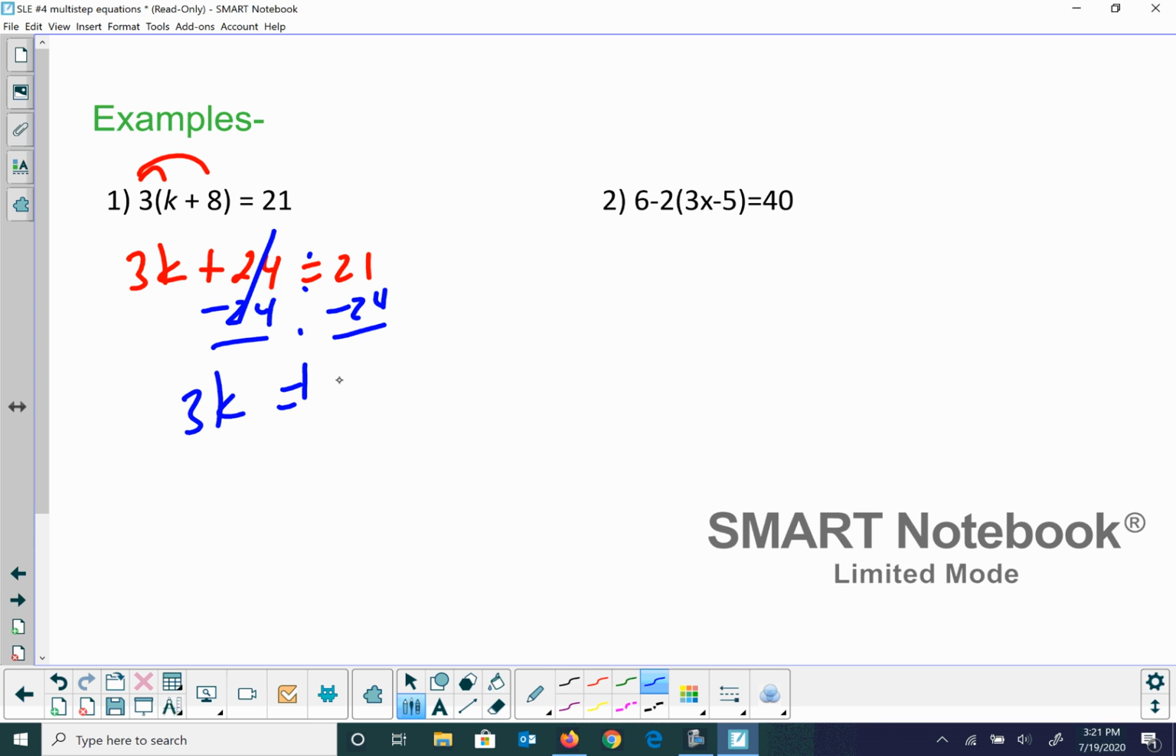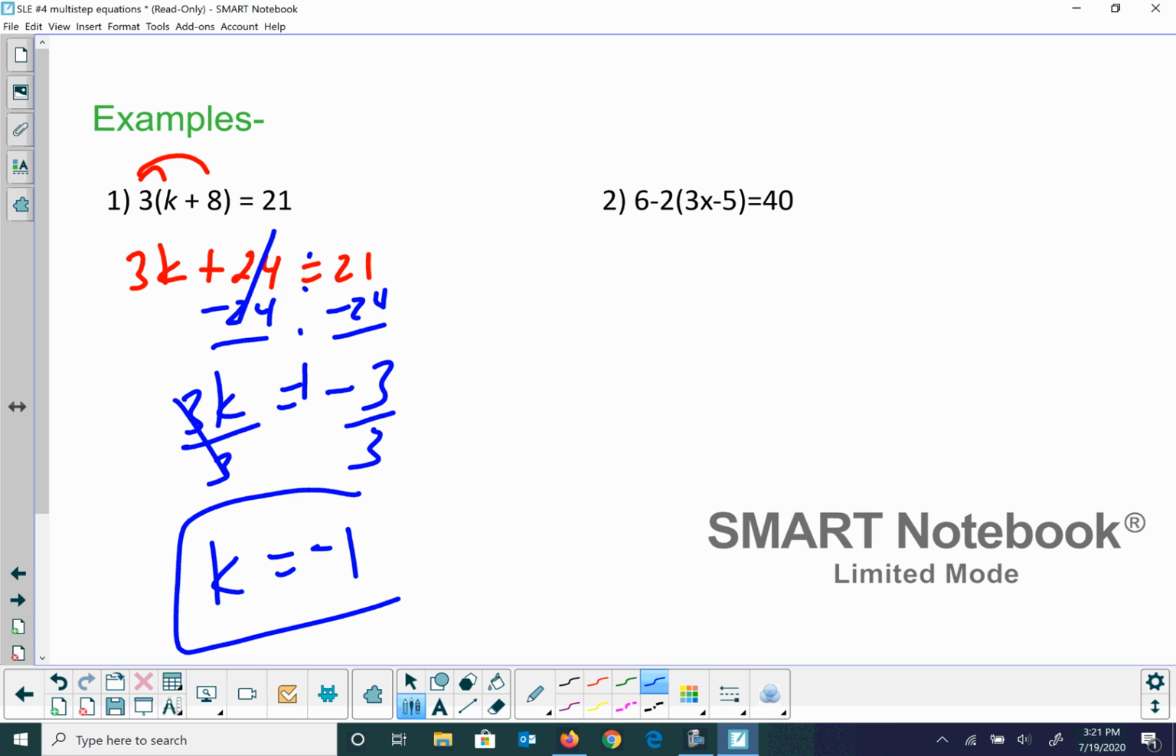You have $21 in your pocket. Something costs $24, still owe 3. Divide by 3, divide by 3. Those cancel. K is equal to negative 3 over 3, which is negative 1. There we go. There's our answer.